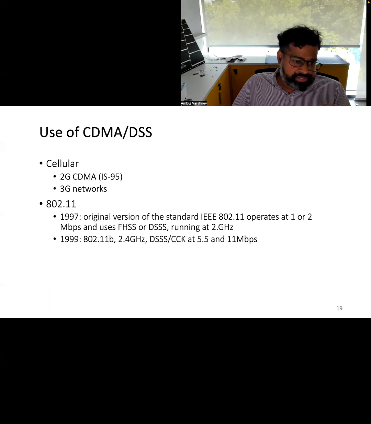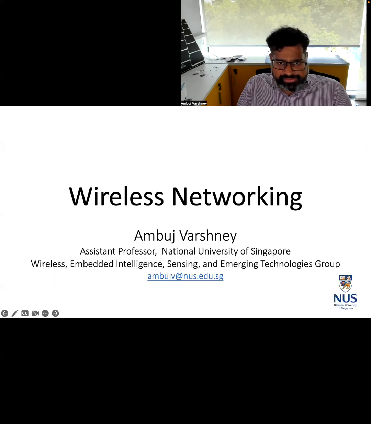So if you talk about distributed spread spectrum or frequency hopping, for example, the original Wi-Fi that was introduced in 1997 actually used frequency hop spread spectrum, and some of the modern standards, starting from 802.11b, use DSSS as a spreading technique. So with this, we come to an end of this lecture.